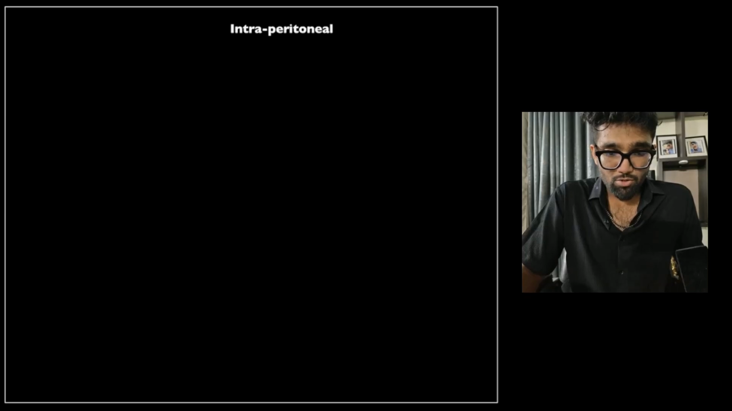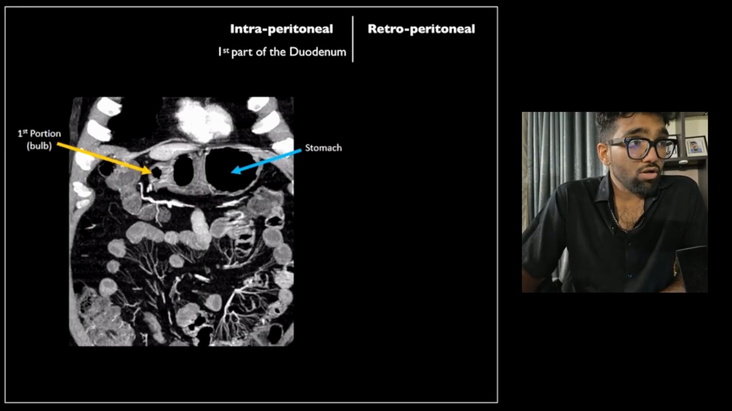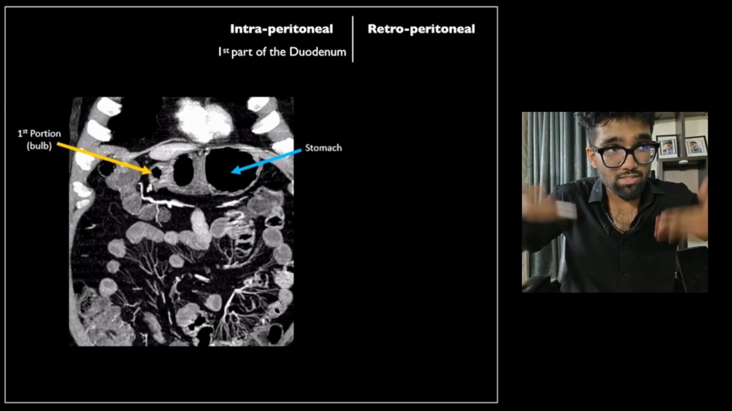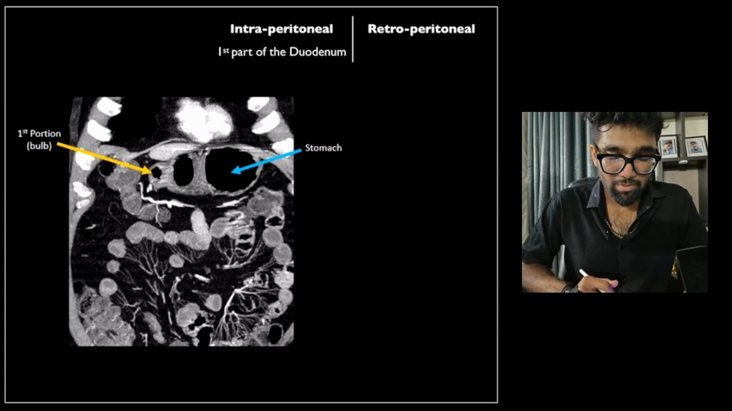So schematically speaking, there are two parts of the gastrointestinal tract. We've got an intraperitoneal part, which is extending into the peritoneal cavity, and we've got the retroperitoneal part. So after the stomach, we have the first part of the duodenum, which on a coronal image. So coronal image would be an image passing like this.